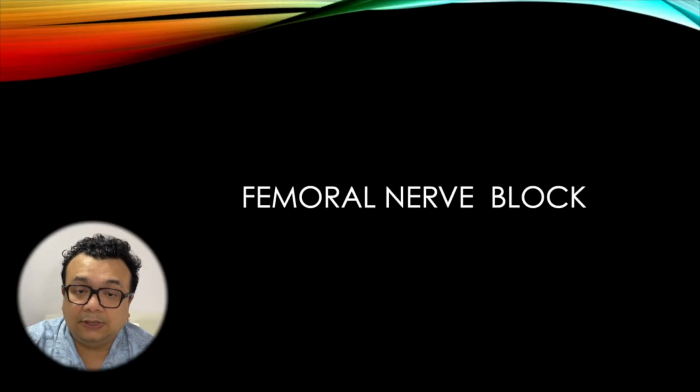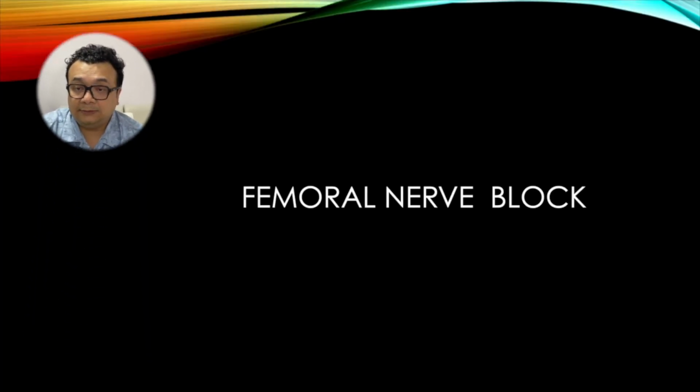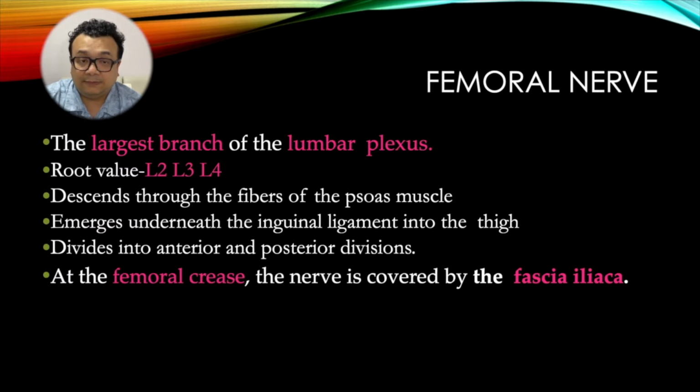Okay, so we go on to the femoral nerve block. So what is the femoral nerve? The femoral nerve is the largest branch of the lumbar plexus, from L2, L3, and L4. It descends through the fibers of the psoas muscle and emerges underneath the inguinal ligament into the thigh. It is divided into anterior and posterior divisions. This is important when we talk about the popliteal block later.